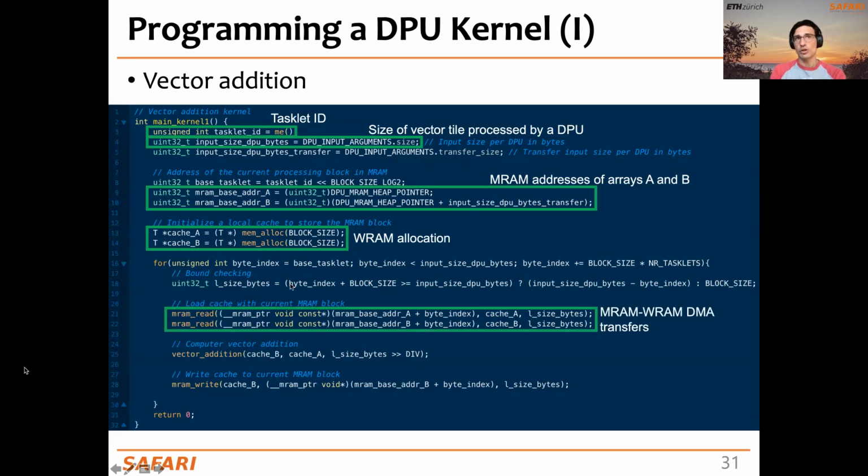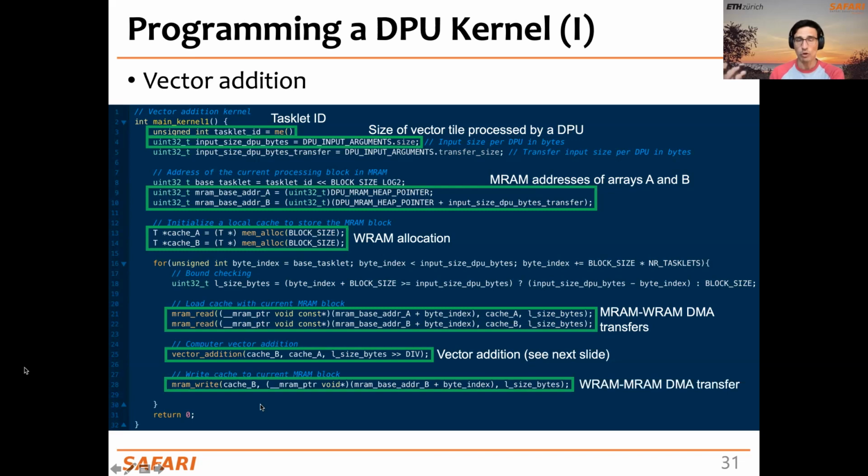So after doing some bound checking, the first thing to do is to load data from array A and from array B that reside in NRAM into the WRAM. And to do so, we use the NRAM to WRAM DMA transfers, that are these NRAM read, where we can identify the addresses in NRAM, the addresses in WRAM, in this case, cache A and cache B, and this is the size of the transfer. After that, we are going to call this function here, vector addition, that is going to operate on the data that has been moved to cache B and cache A. We will see this particular function in the next slide.